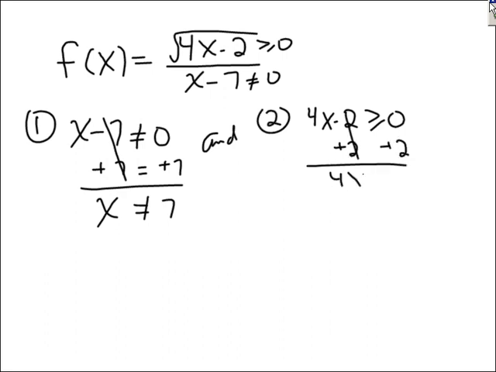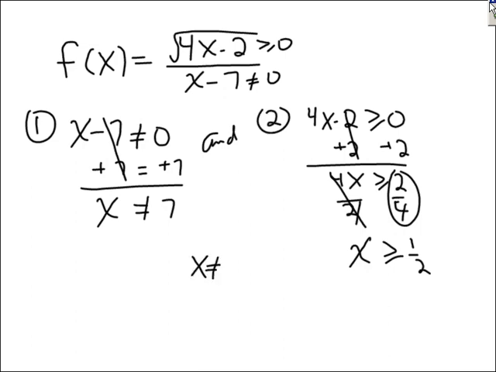Then you have 4x must be greater than or equal to 2. Divide by 4, so the 4's cancel, and you get x greater than or equal to 2 over 4, which is a half. Okay? So x cannot be 7, and x must be greater than or equal to a half.